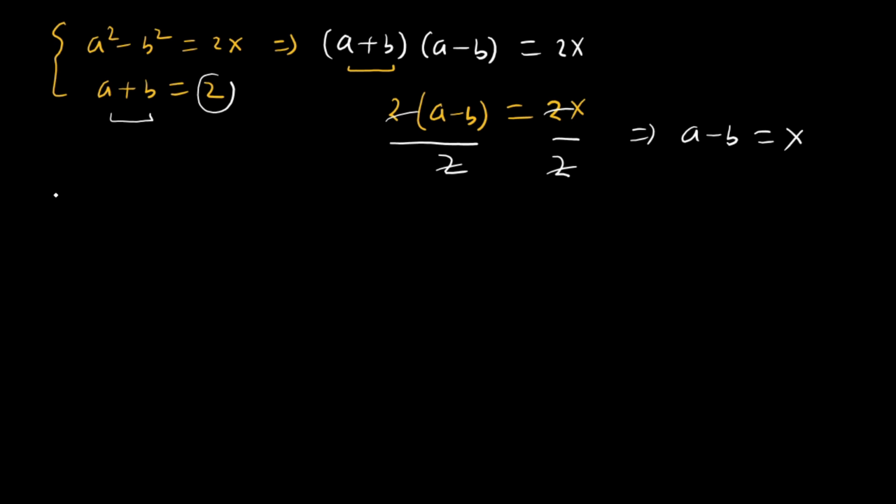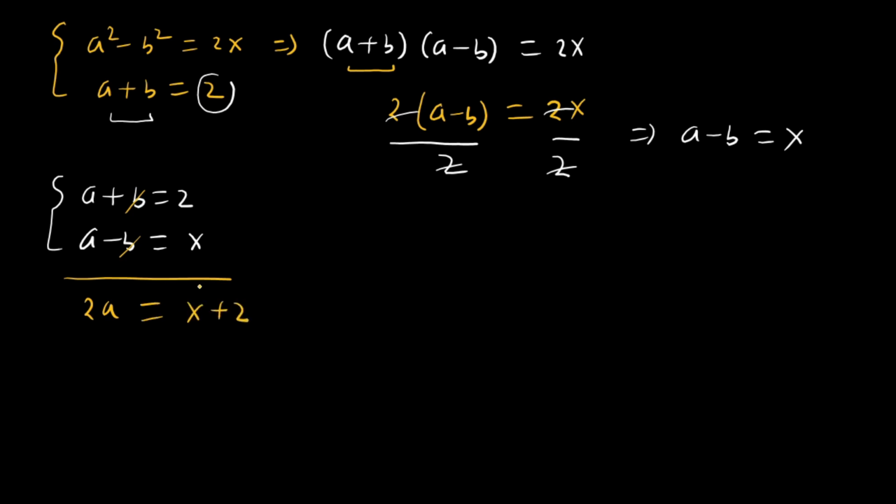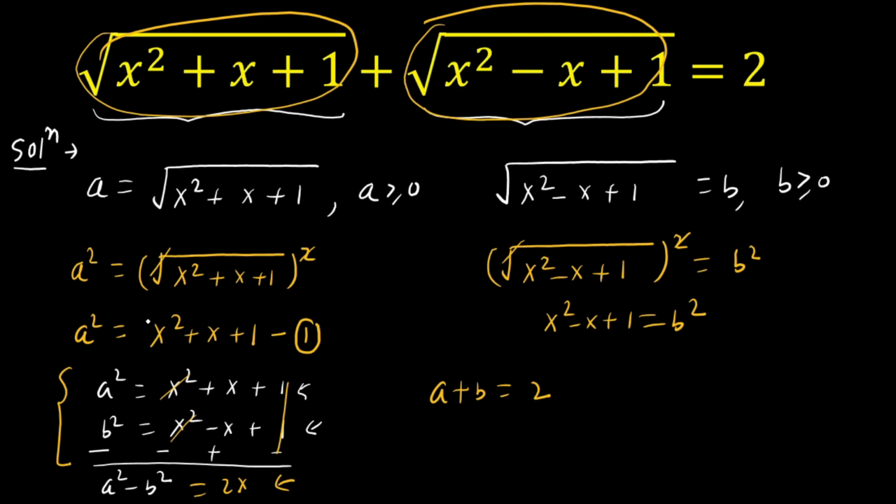Now we have a plus b equals 2 and a minus b equals x. If we add both the equations, then on the left hand side this plus b and this minus b are cancelled out, then 2 times a equals x plus 2. Here if we divide both sides by 2, then this 2 and this 2 are cancelled out, and the value of a is x plus 2 over 2. Now we know that a square is x square plus x plus 1.